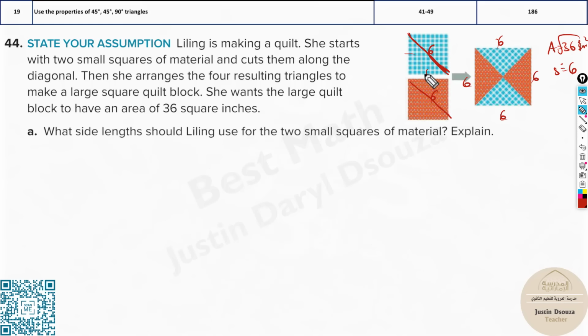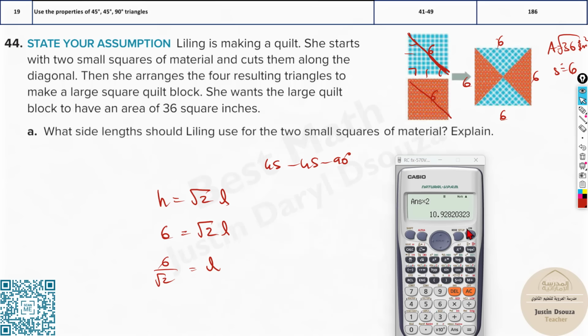How do we find these? Now since it's a square, this is 45 degrees, 45 degrees and 90 degrees. It is a 45, 45, 90. And over here we have only a single formula for 45, 45, 90. That's hypotenuse is given as square root 2 times L. And we know the hypotenuse is 6, right? So how do we find the length? Just divide this. 6 divided by square root 2 is L. You can put that in the calculator and find the exact value.